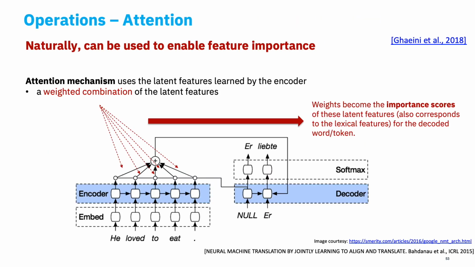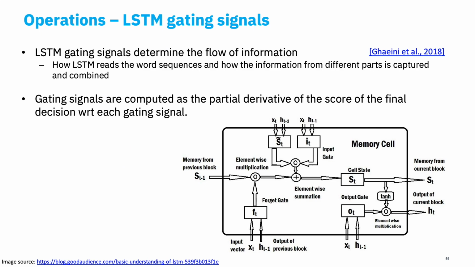Next one is attention, which is of course one of the most popular deep learning mechanisms. Since we have talked about it before, we will not repeat it again, but just one comment here. We have seen a lot of attention-based operations that enable feature importance explainability in our literature review, suggesting that attention is probably a good starting point for enabling feature importance. Next, we have LSTM gating signals. Clearly, this is an operation that is specific to LSTM-based approaches.